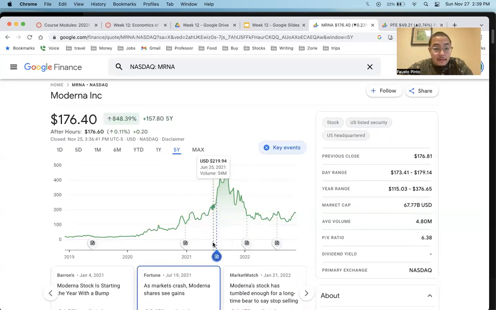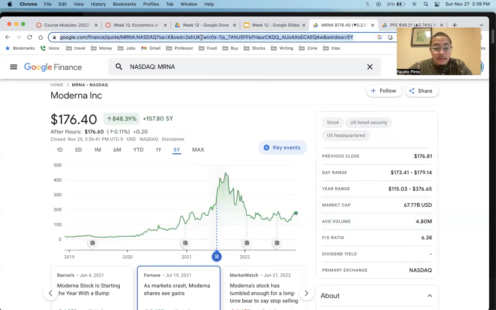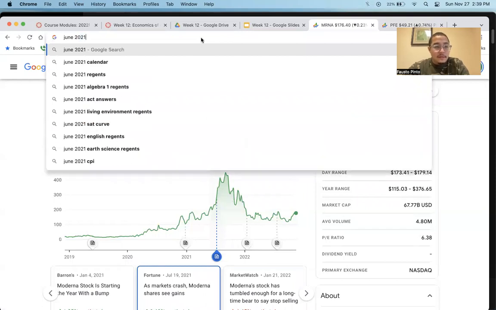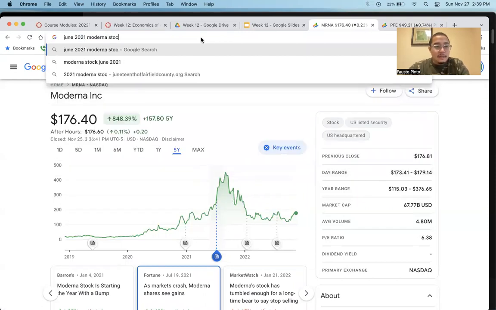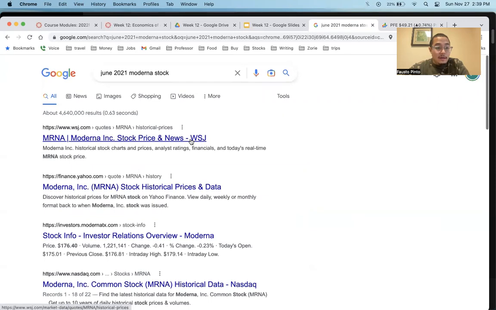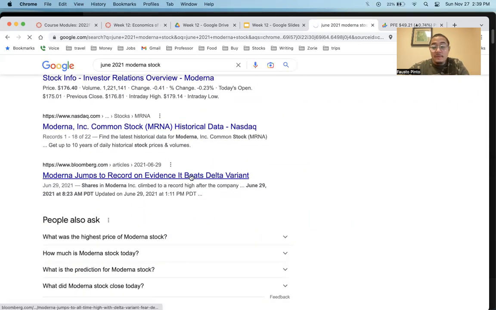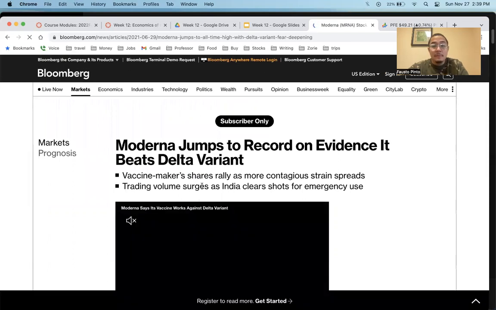Let's say June 2021, Moderna stock, and we can see why it went up. Here we can easily Google why it went up. It jumped to a record because it showed that it beat the Delta variant with the new strain or whatever they had, with the new vaccine or whatever.